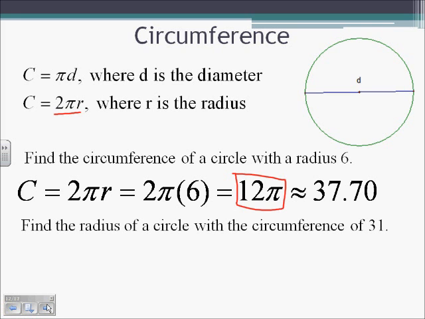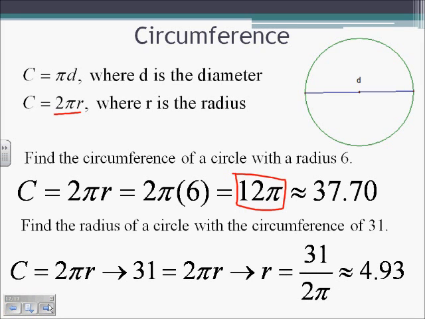If we were asked to find the radius of a circle with the circumference of 31, we're going to do the exact same process except reverse. We know the circumference is going to equal 2 times pi times r, so we plug in what we know. We know the circumference is 31, so 31 is going to equal 2 times pi times r. Solving for r, we need to divide by 2 pi, so our radius is going to equal 31 divided by 2 pi, which is approximately 4.93.